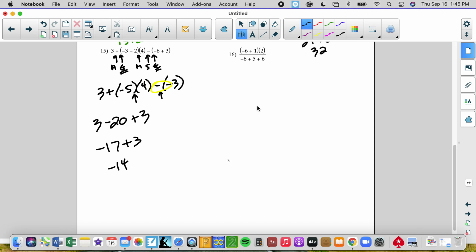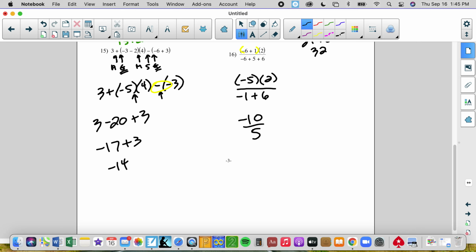Let's look at 16. We have a grouping symbol here that we have to simplify first. -6 plus 1 is -5, and it's multiplying 2 in the numerator. And then the denominator, we have -6 plus 5 plus 6. -6 plus 5 is -1. And now let's simplify the numerator. -5 times 2 is -10. And -1 plus 6 is 5.